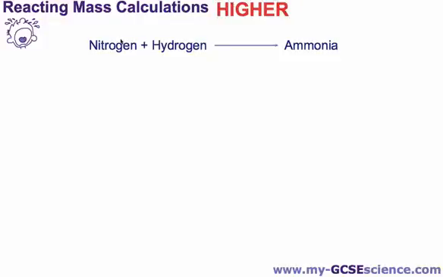Now, first thing is I've got a reaction here. This is a word equation for a reaction. It's the reaction between nitrogen and hydrogen. On this side I have the reactants, an important keyword, and on this side I have the products, and in this case it's just one product.